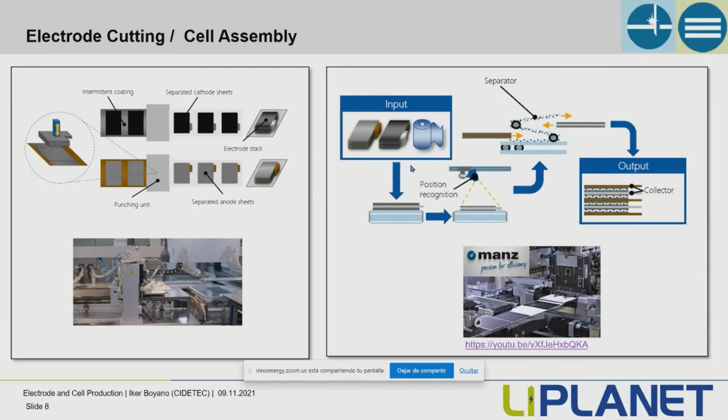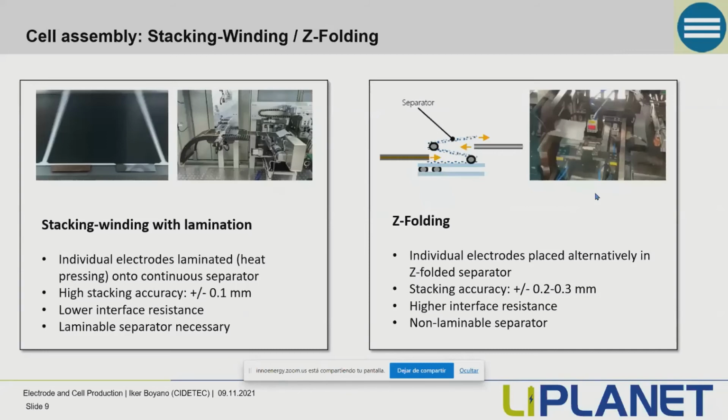Here, the first step is position recognition. There is always a pick and place in which they recognize the position of the electrode, and it puts the electrode in the right place in order to get the stacks. Once you have the stack, you have the current collectors, and you have the final stack in order to do the welding of them. There are two different ways to do this stacking. Here in CIDETEC, for example, we have always worked with stacking winding, that is, with lamination. But nowadays we have a new machine in the dry room, the theta folding, and I'm going to try to explain the pros and cons of each system.